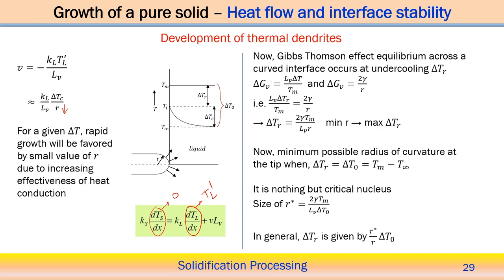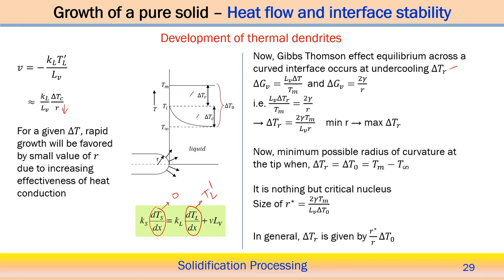Now we can look into the other aspect, the Gibbs-Thompson effect, equilibrium across the curved interface, and we are assuming it occurs at an undercooling of delta Tr. The Gibbs-Thompson effect is basically the curvature effect. We can divide the total degree of undercooling into two parts: one is delta Tr, the other is delta Tc. Delta Tc we can calculate. Now if we look into the effect of the curvature, we can estimate delta Tr.